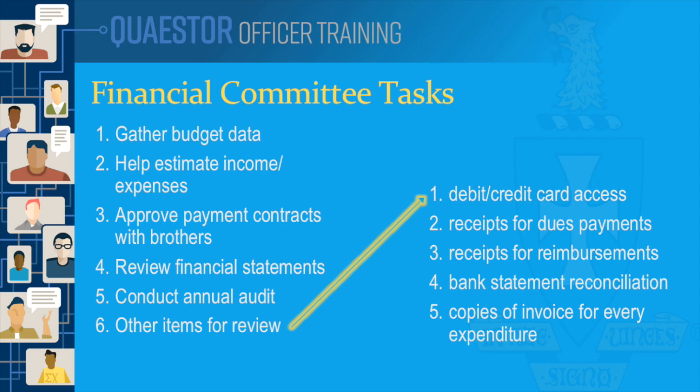As you can see, having a functional Financial Committee is an integral part of chapter financial management. The Quaestor should not have the sole responsibility of making all financial decisions for the chapter. As the chapter finances greatly impact the overall success of the chapter, having a high-functioning team to support the Quaestor will help ensure the financial and chapter goals are attained.